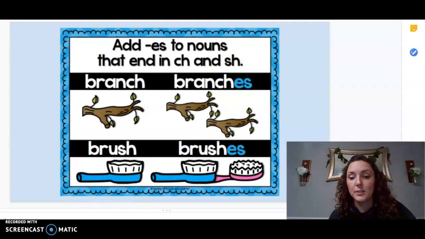Now, sometimes there are special words that have to have an ES at the end instead of just an S. So, words that end with CH, SH, S, or X will all have ES added to the end of them. The first picture is a picture of a branch. But to make that more than one branch, we have to change the word and add an ES at the end to make branches. The picture on the bottom is a picture of a brush. It's just one brush. But to change that to brushes, we have to add ES.